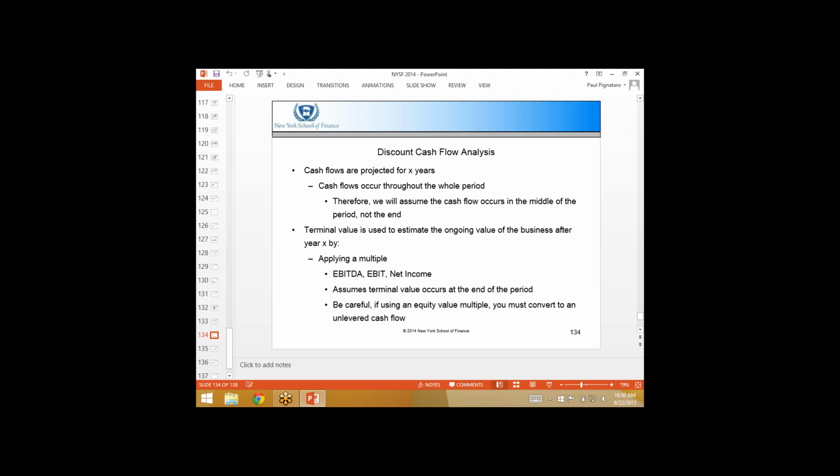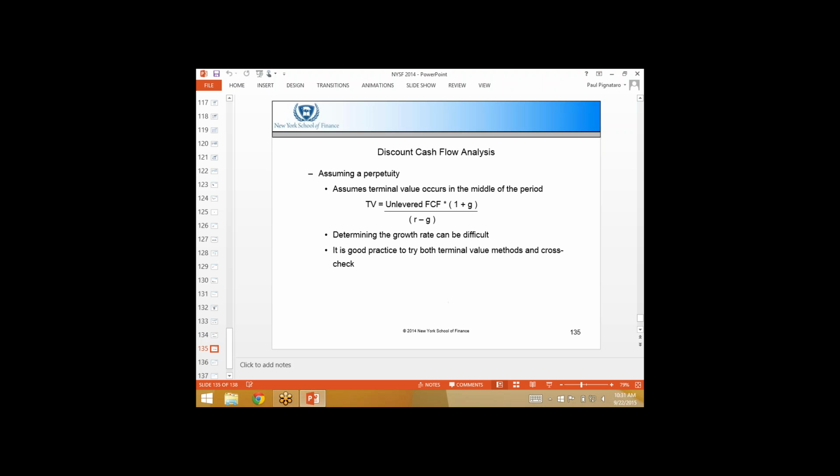Now we need to come up with an assumption for the value of the business after year 5. And there's 2 popular methods of doing it. One is the multiple method, taking the last projected year's metric, some metric, EBIT, EBITDA, net income, applying a multiple to it. That's one way to do it. And that gives you a value of the business at that year. Discount that back to present value. Or there's the perpetuity method.